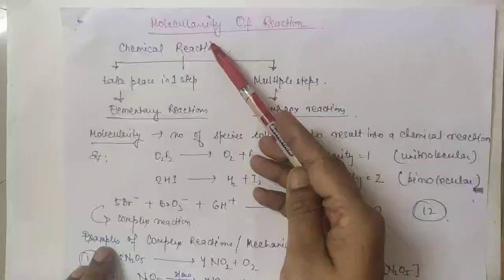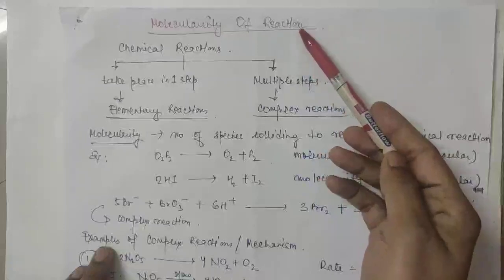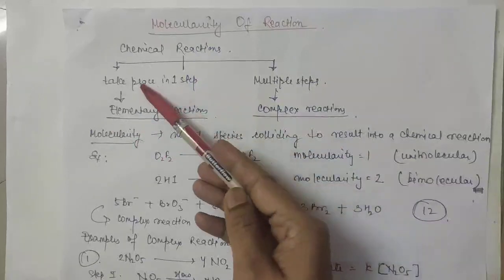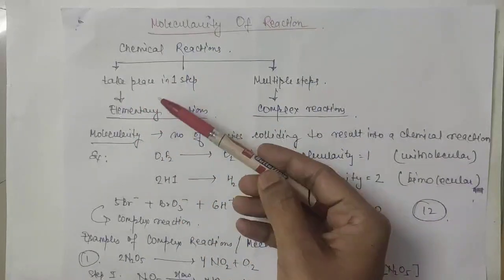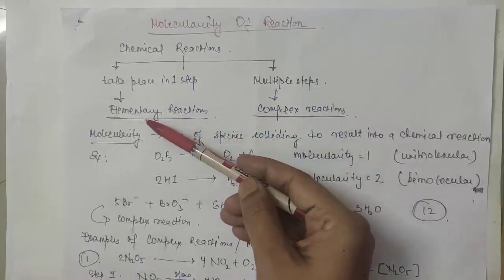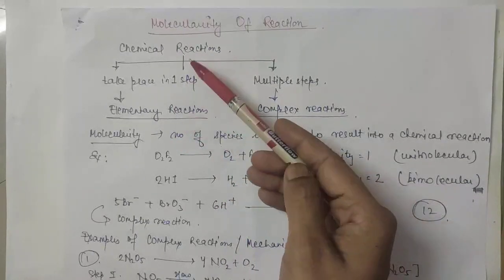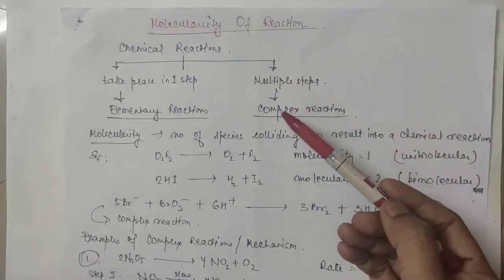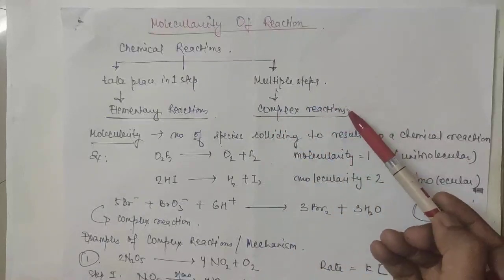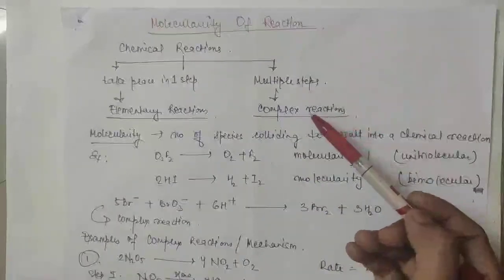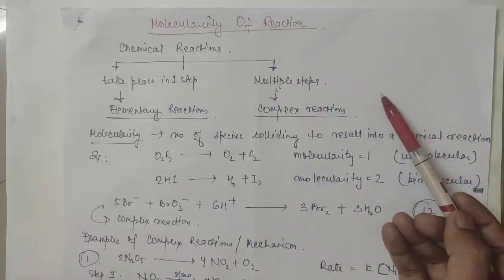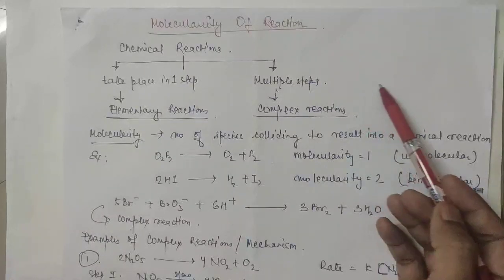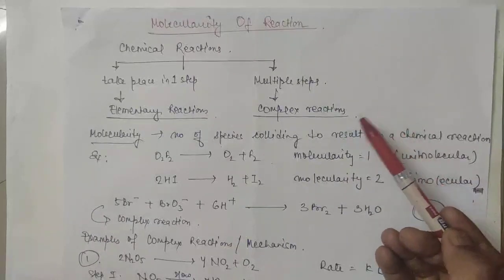Now let's come to our next topic, that is molecularity of the reaction. Chemical reactions may take place in one step, and such reactions are called elementary reactions. That is, elementary reactions are one step reactions, or they may take place in multiple steps, and those types of reactions are known as complex reactions. Complex reaction means the reaction is taking place in different steps in sequence, and each step of the complex reaction is an elementary reaction.